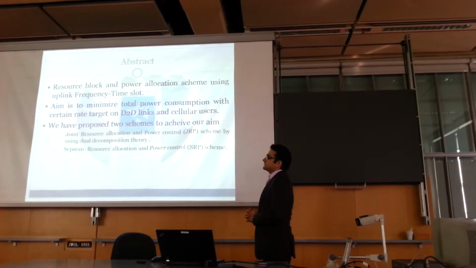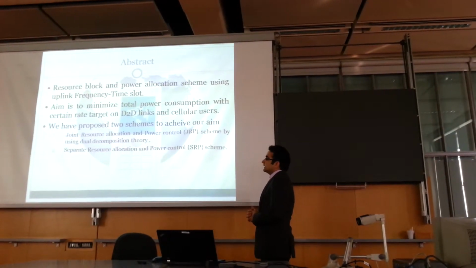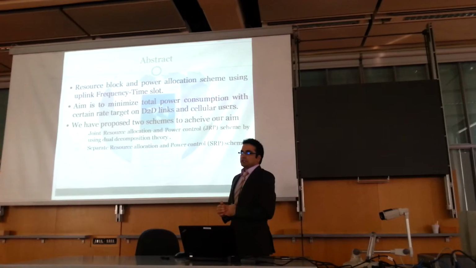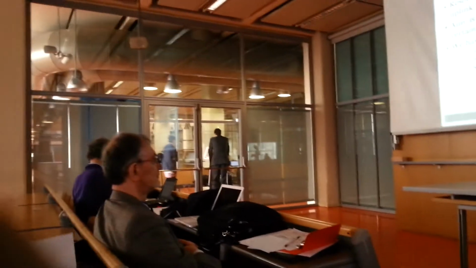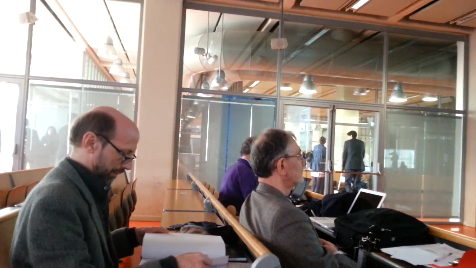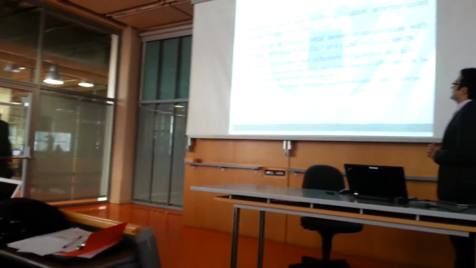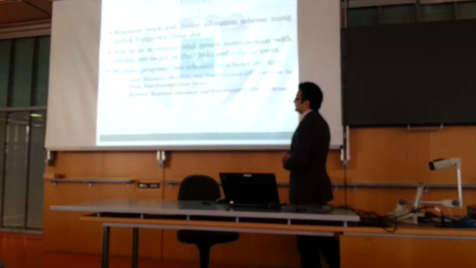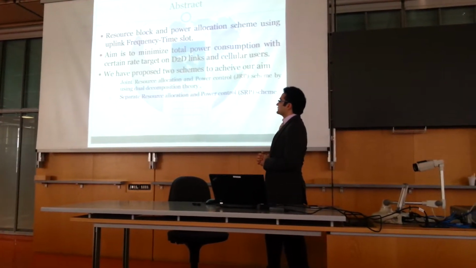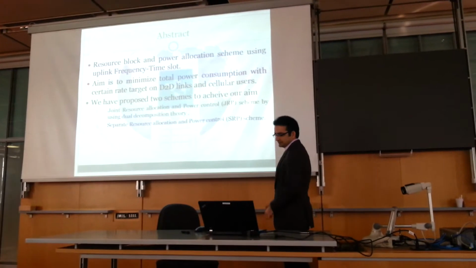Here we have proposed some schemes for interference management. Because device-to-device communication reuses the cellular spectrum, interference is no longer negligible. We have proposed two schemes for interference management. The first scheme is joint resource allocation and power control, which we call the GRP scheme. The second scheme is separate resource allocation and power control.